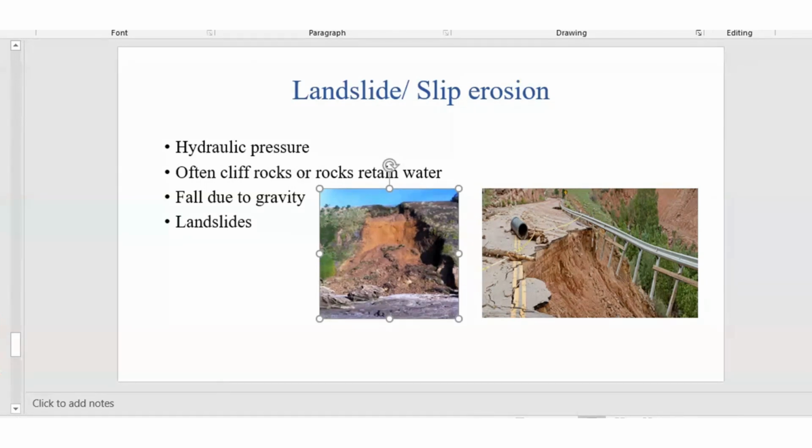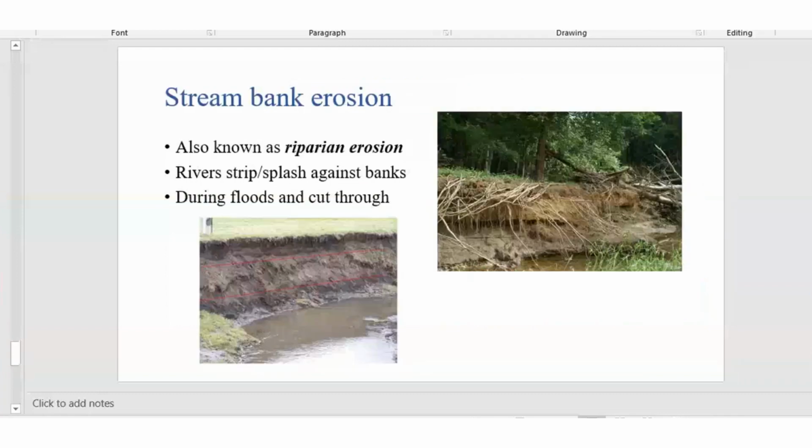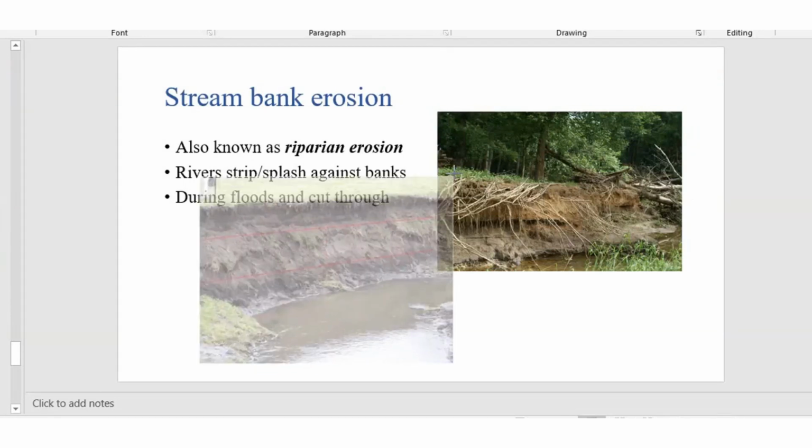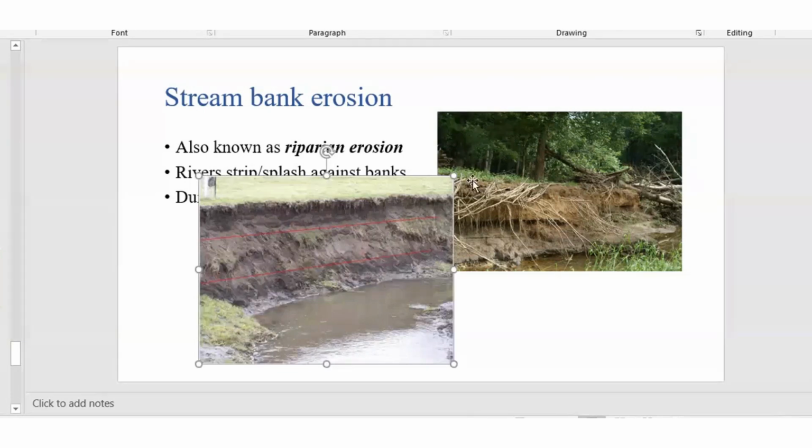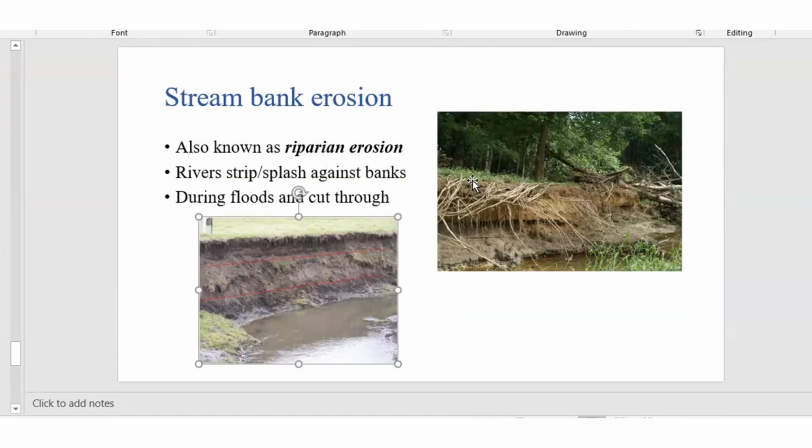Then the last factor, or the fourth agent which is responsible for soil erosion, is stream bank erosion. I'm not sure if anybody has ever noticed, but if you have ever seen the bank of a river, has anybody ever noticed structures like these, where on the banks a huge portion of soil is lost? Has anybody ever noticed? Yes, ma'am. Yeah. So this is also an event of soil erosion only.